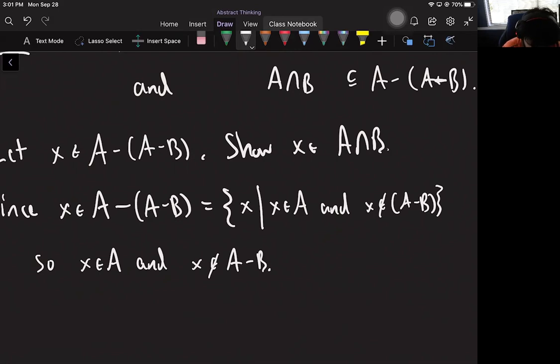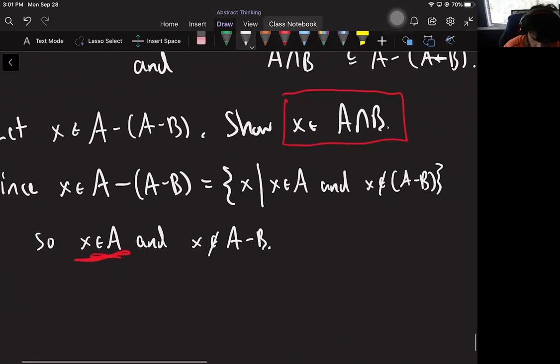So the first part is nice. It's just an A, and that's good because I want to show that X is in the intersection of A and B, which means I got to show that it's in A and it's also in B. I've already got that it's in A now. Now I got to somehow show it's in B to be done with this direction.